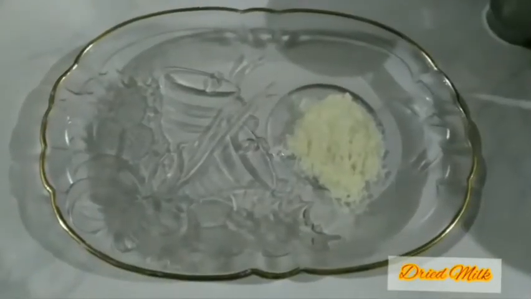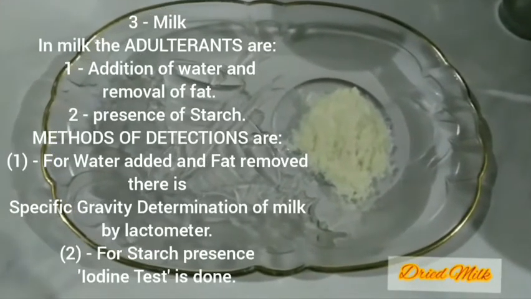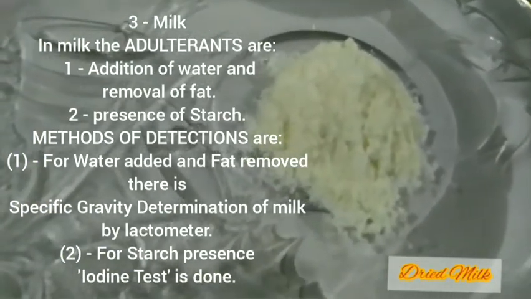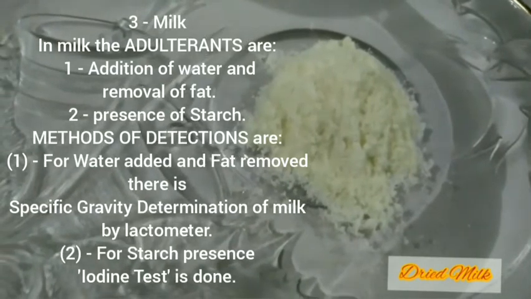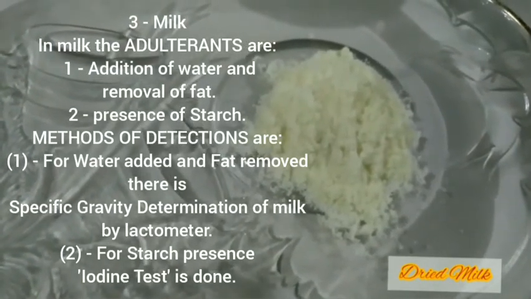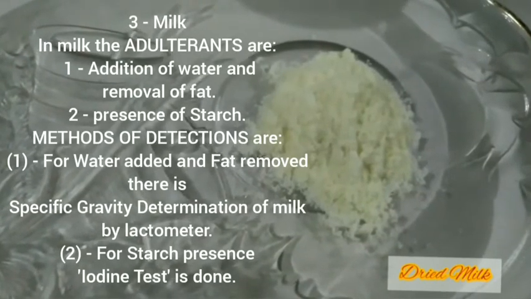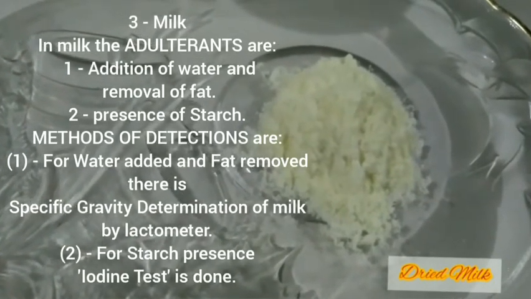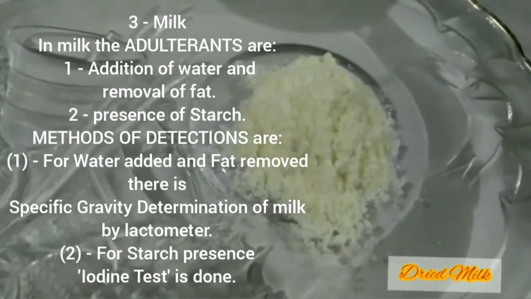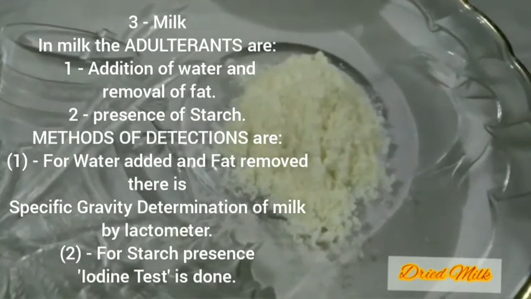Third foodstuff is milk. In milk the adulterants are: 1. Addition of water and removal of fat. 2. Presence of starch. Method of detection. For water added and fat removed is specific gravity determination of milk by lactometer. Method of detection for starch presence: iodine test is done.